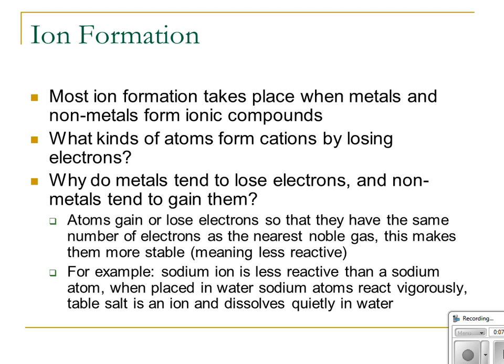Atoms gain or lose electrons so they can have the same number of electrons as their nearest noble gas. This makes them more stable, or less reactive. So we have helium, neon, krypton, radon, xenon, all those in group 18 on the far right-hand side of the periodic table. Everything in the periodic table wants to be like those because they have their valence energy shells full, and that means they are very, very stable.